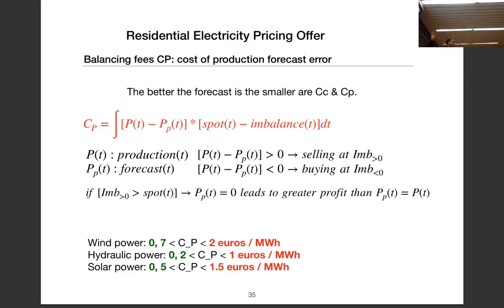It is a price. So the TSO has to balance the entire country's consumption and production. It has to match, otherwise it's a blackout. This is not what we want. And so the TSO monitors at all times the production and consumption, and it is never equal.